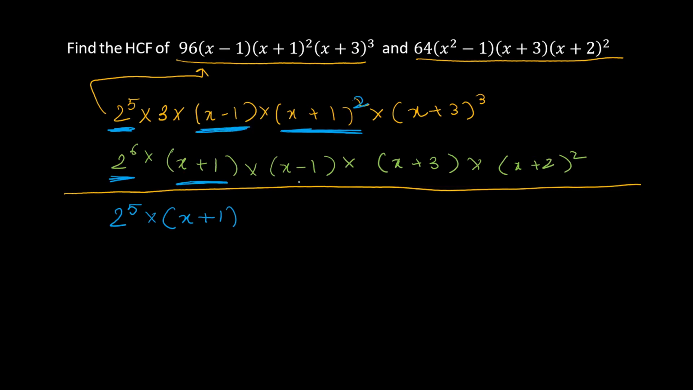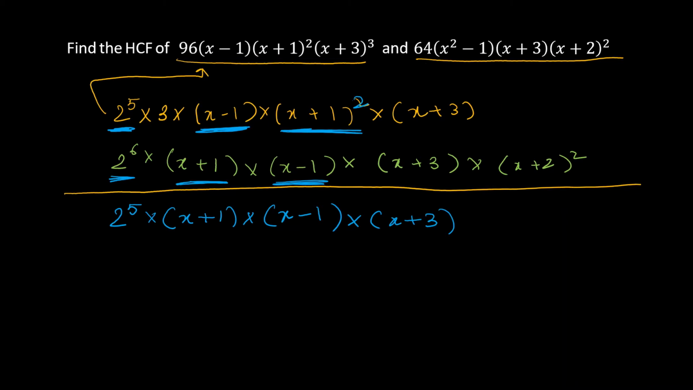And now I have x minus 1 common here. So I'm going to write into x minus 1, and then I have an x plus 3 common as well. So now I'm going to write x plus 3. Also the same applies here, x plus 3 squared into x plus 3 is x plus 3 cubed.